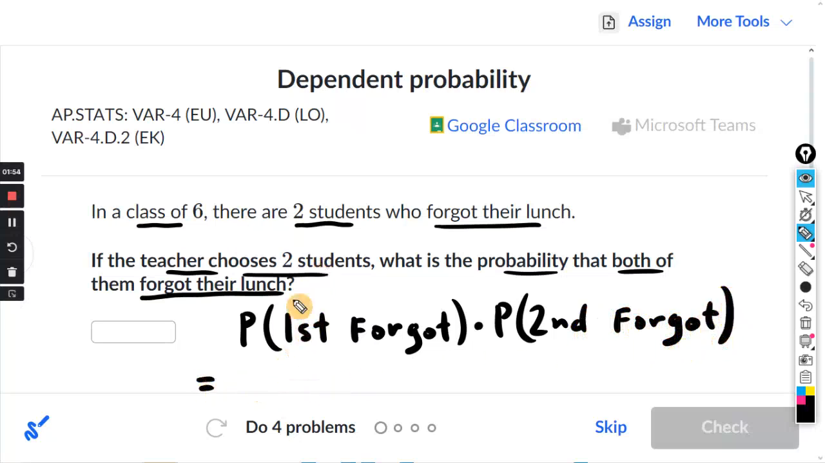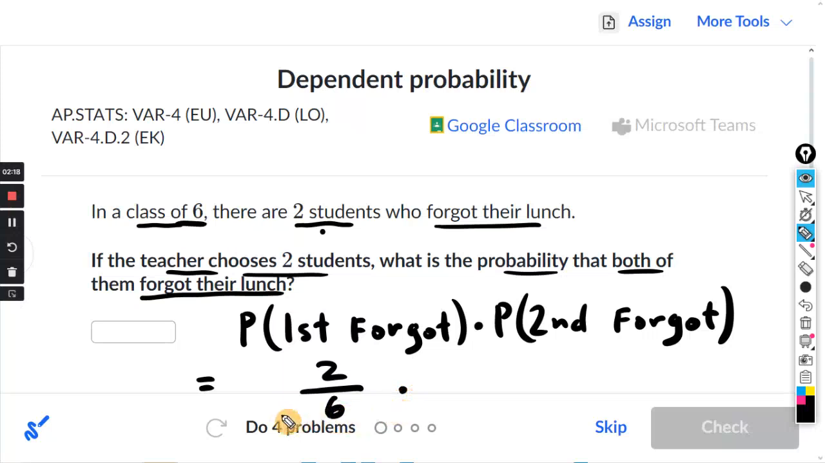So when she chooses the first student, what are the chances that the first student forgot the lunch? Well, that's just going to be 2 out of 6. She's choosing 1 out of the 6, and since 2 of them out of 6 forgot, it's going to be 2 out of 6.